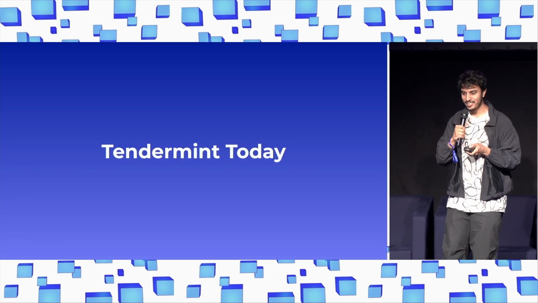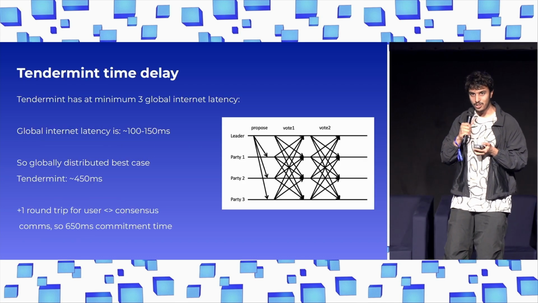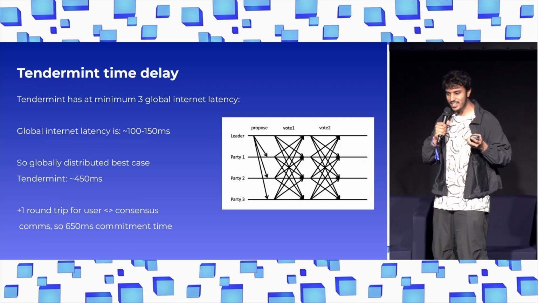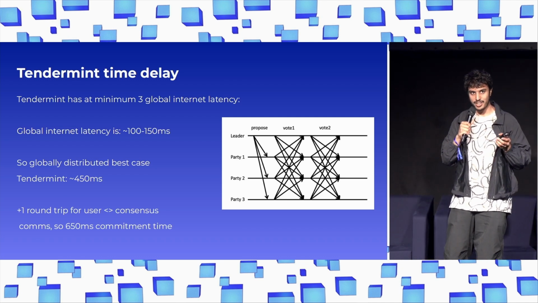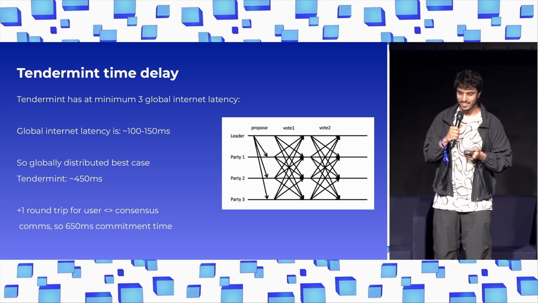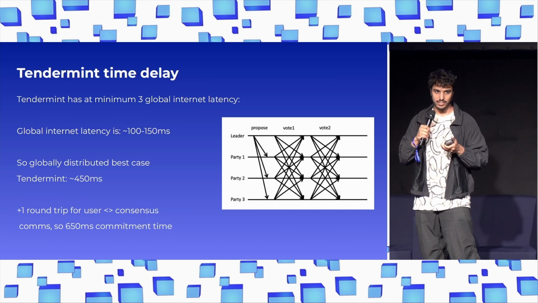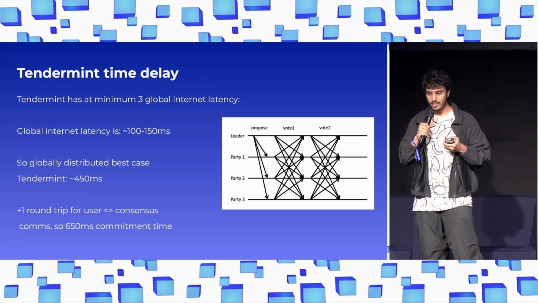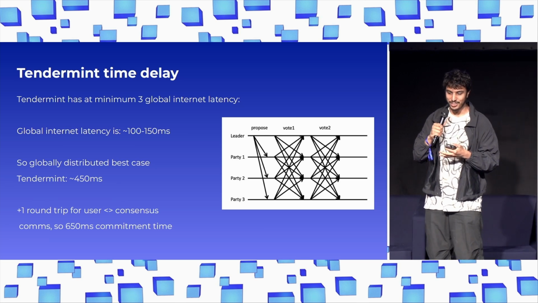That's a huge improvement. So where are we with Tendermint today? Tendermint as a protocol is actually amazing. You have 3 internet latency trips. Going from Eastern North America to Japan is about 150 milliseconds, mostly bound by the speed of light. So we can get globally distributed broadcast one way in say 100 to 150 milliseconds. That means Tendermint can get consensus to happen in about 450 milliseconds.